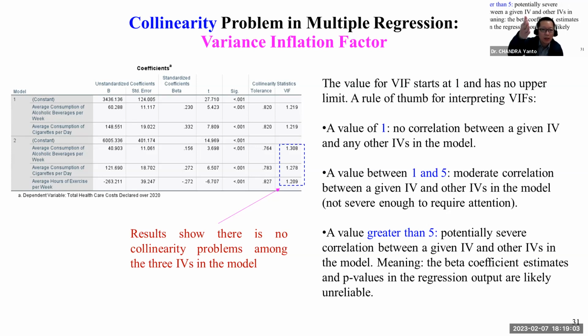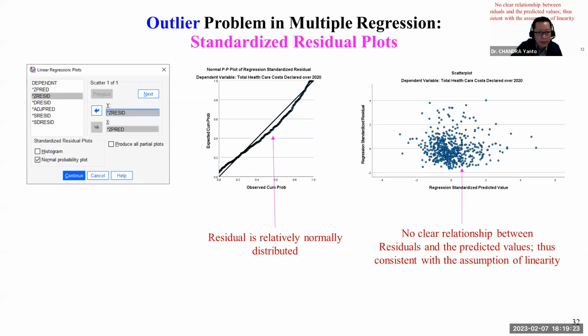So the result here, look at the main model. Model 2 is the one that we rely on because it's the more complete model. We have all the variables entered, and look at the VIF, they're all 1 point something. So we can say that there's no collinearity problem among the 3 independent variables in the model. So this is fine. Outlier is another issue.